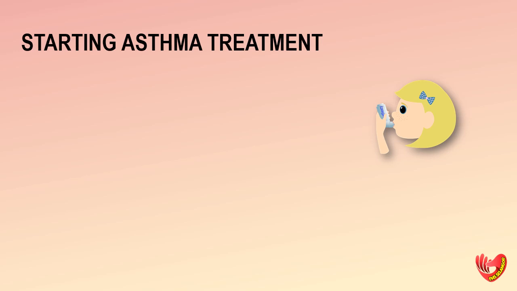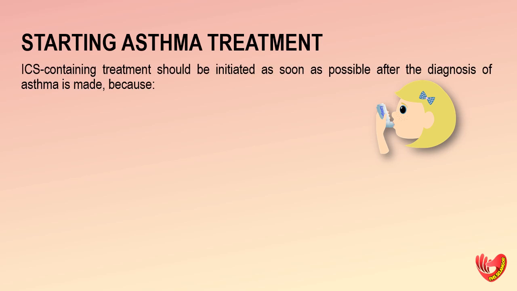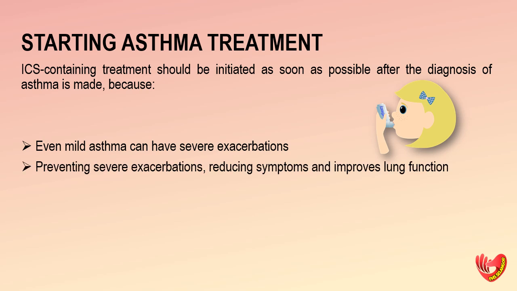ICS-containing treatment should be initiated as soon as possible after the diagnosis of asthma because even mild asthma can have severe exacerbations. It prevents severe exacerbation, reduces symptoms, and improves patients' lung function, and it also reduces asthma hospitalization and death.